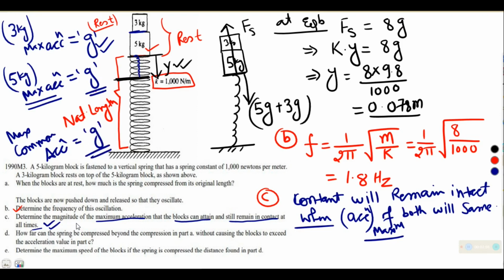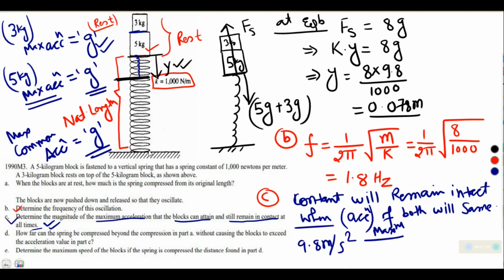So the answer of the third part will be equal to g. And what is the value of g? We can write the value of g is equal to 9.8 meter per second square. So this is the answer of part C.